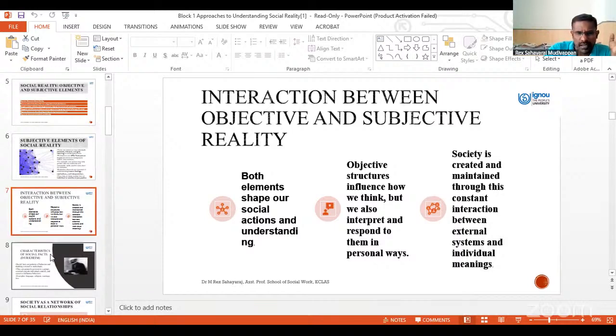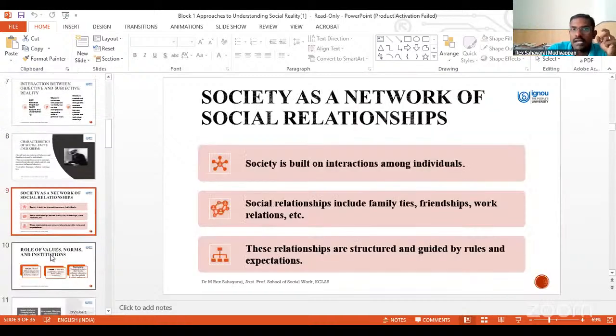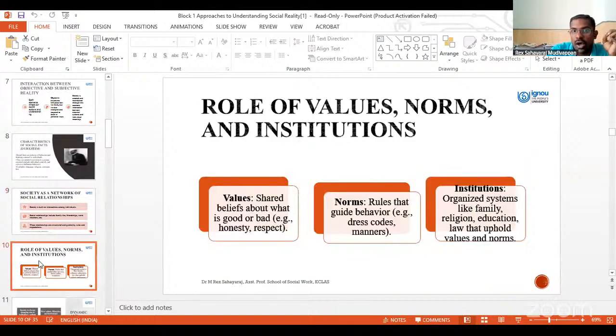So when you say the characteristics of social facts, we have also learned the Emile Durkheim concept that social facts are patterns of behavior and thinking external to individuals, and society is a network of social relationships. Society is built on interactions among individuals. That's what we have learned. Social relationships include family ties, friendship, work, and other relations. These relationships are structured, guided by rules and expectations. All right. So, the role of values, norms, and institutions.